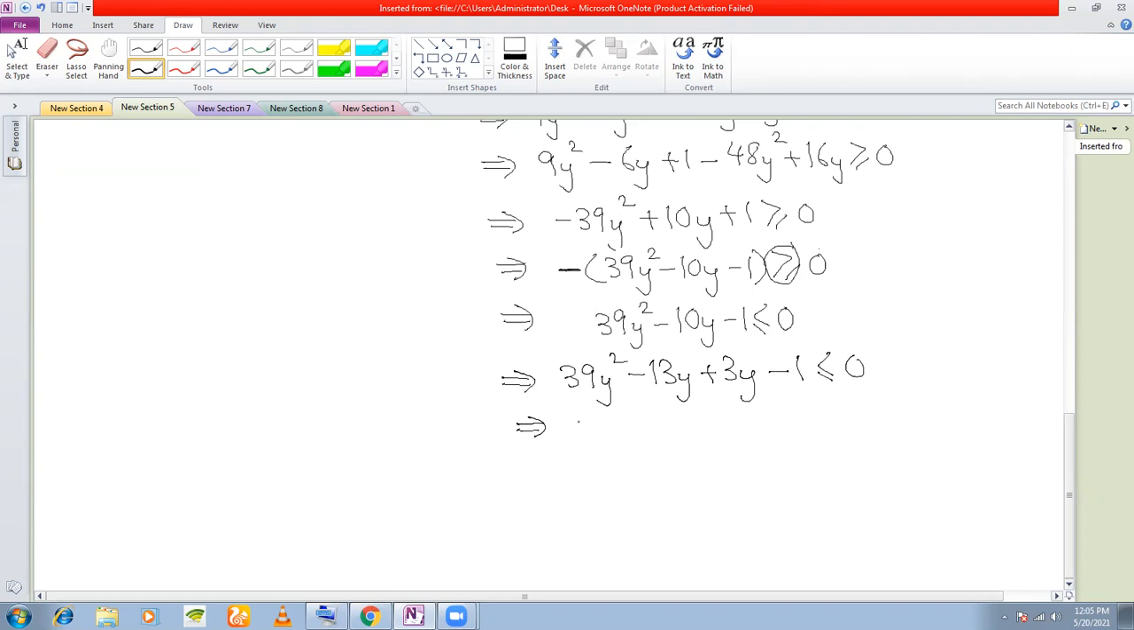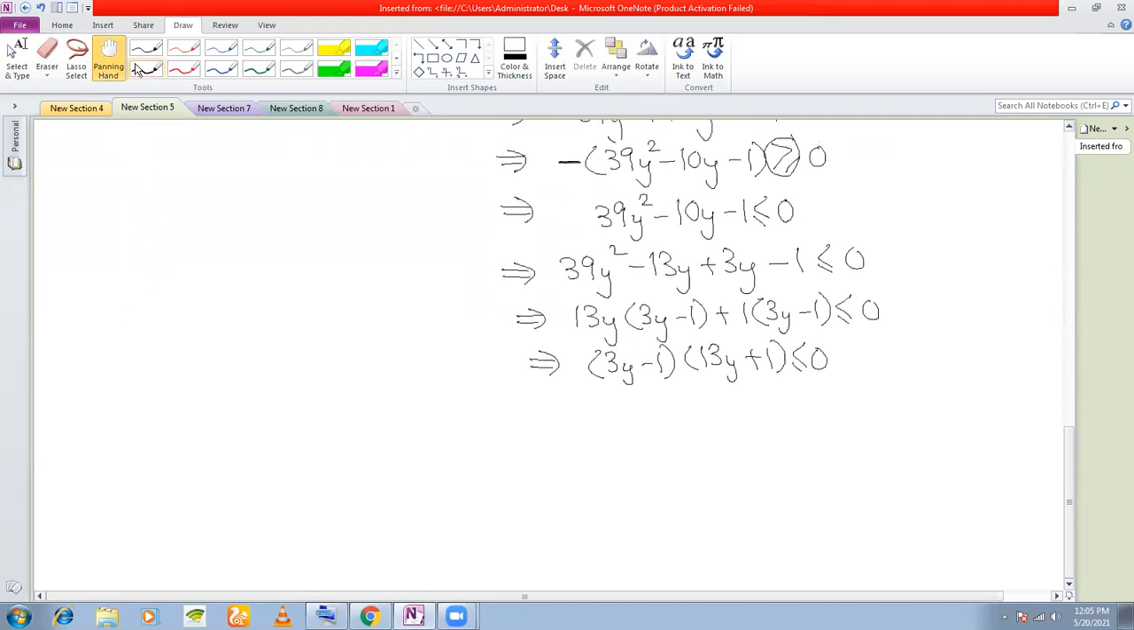So from here now you can take 13y common to get 3y minus 1 plus 1 into 3y minus 1 less than or equal to 0. So you get 3y minus 1 into 13y plus 1 less than or equal to 0. Now, another thing that I need you to remember from your quadratic equations in class 10.